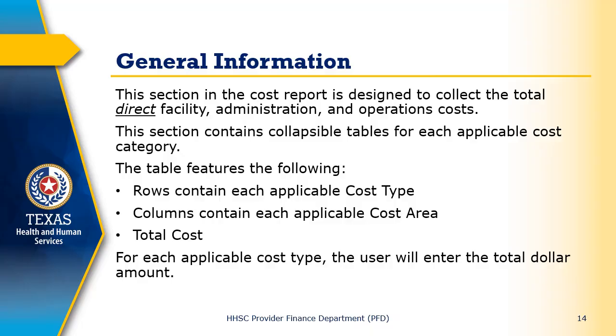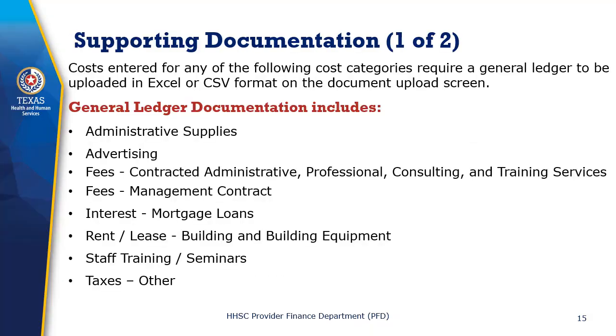The rows for each cost category table contain all applicable cost types. The columns of the tables contain all applicable cost areas, separated by related party and non-related party. For each applicable cost type, the user will enter the total dollar amount. Please refer to the program-specific instructions for more information on cost categories, types, and areas. The next slides provide examples of the types of supporting documentation that may be required for this section.